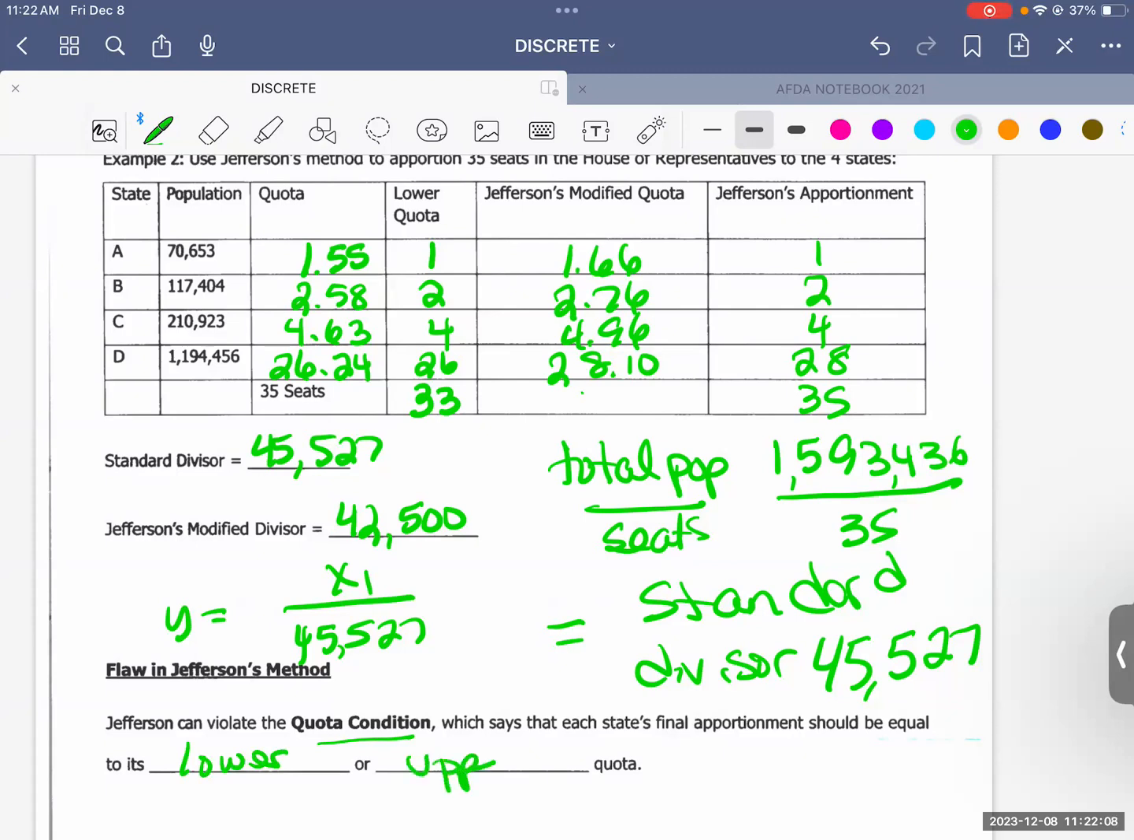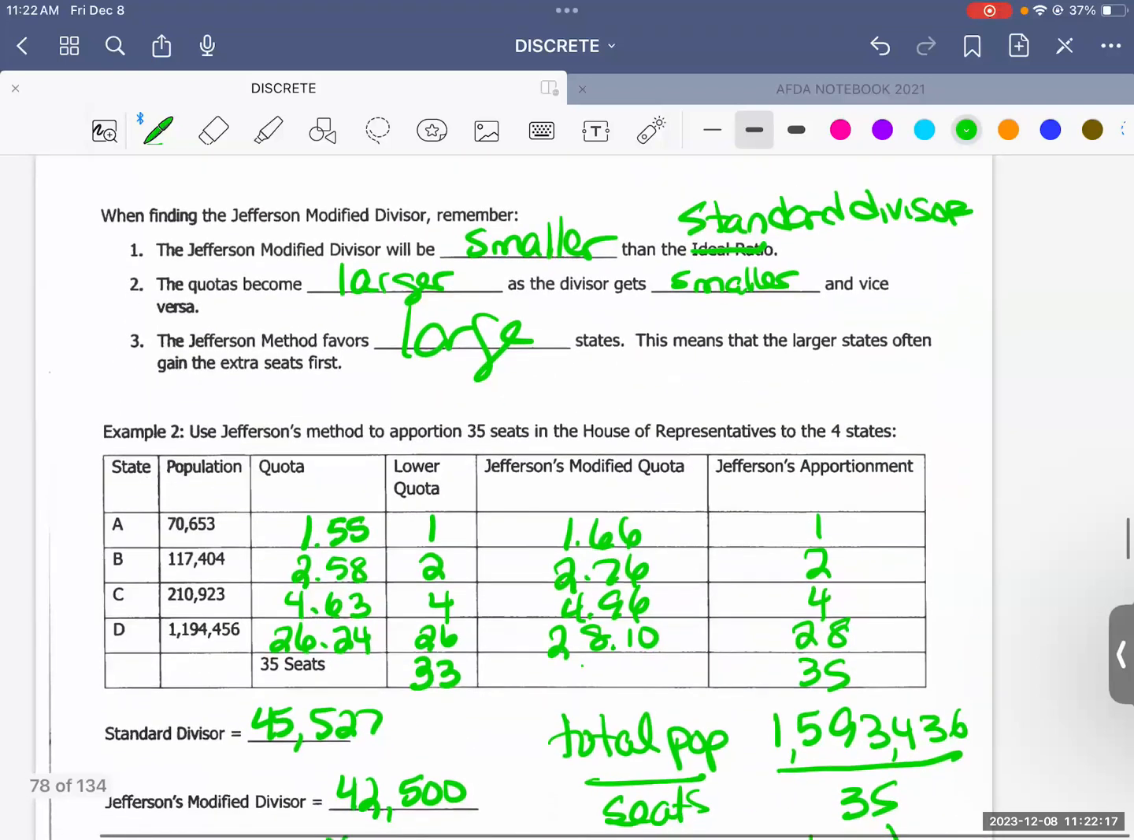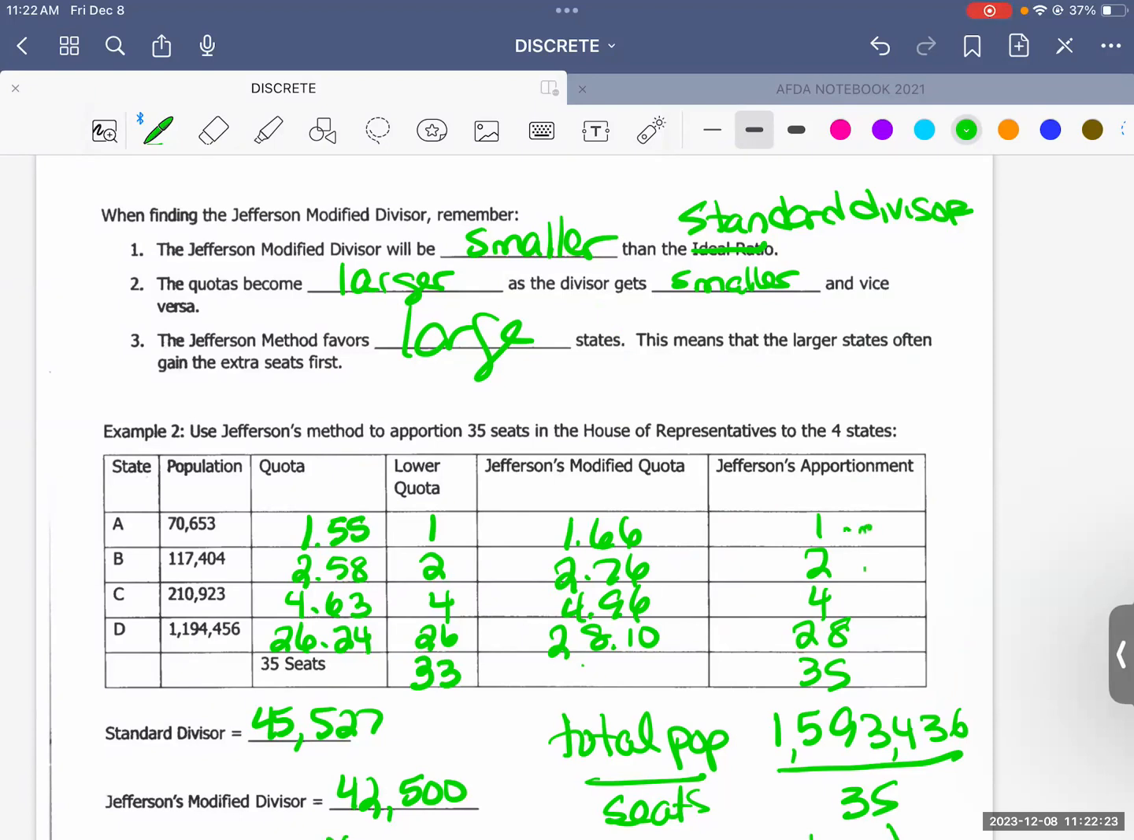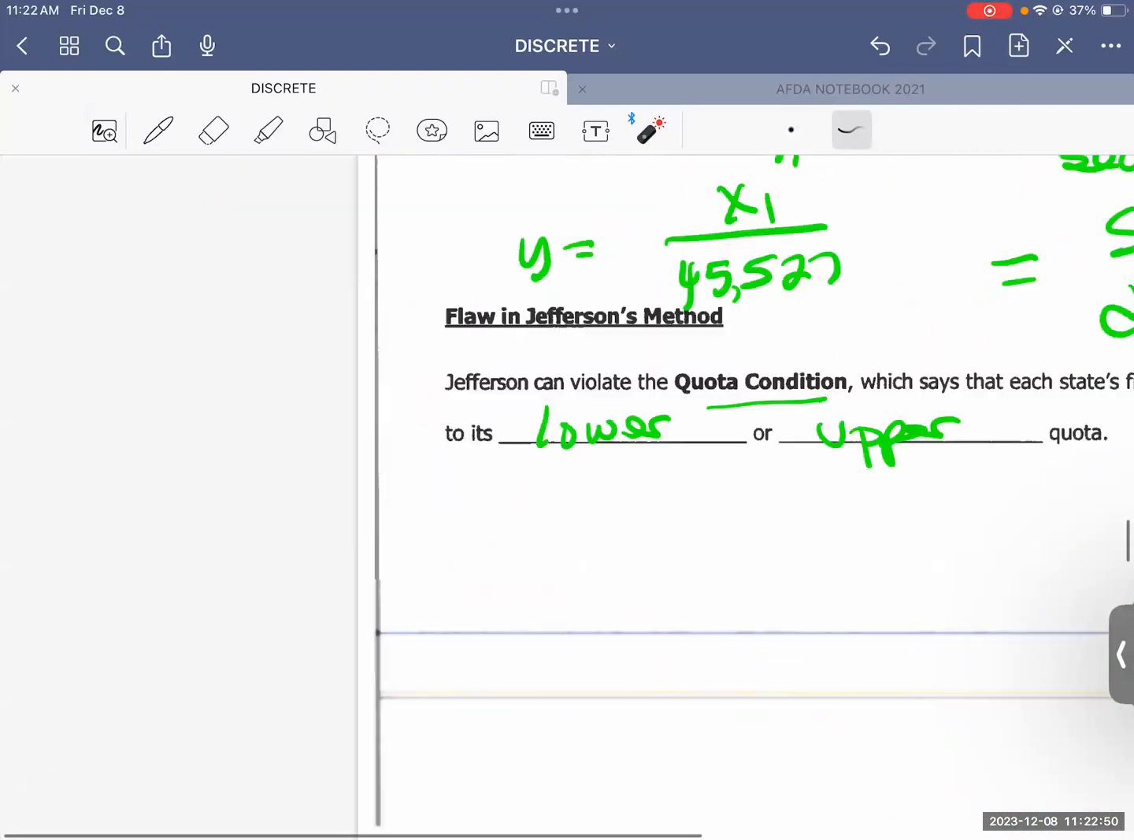Okay, so when you use the original standard divisor, the quota condition says the final number should either be 1 or 2. This should either be 2 or 3. This should either be 4 or 5, and this should be 26 or 27. See how that violates that one? That violates the quota condition, because the original quota was 26. So the final quota should only be 27 or 26, and it's not, it's 28. And like this says, the Jefferson method favors large states.